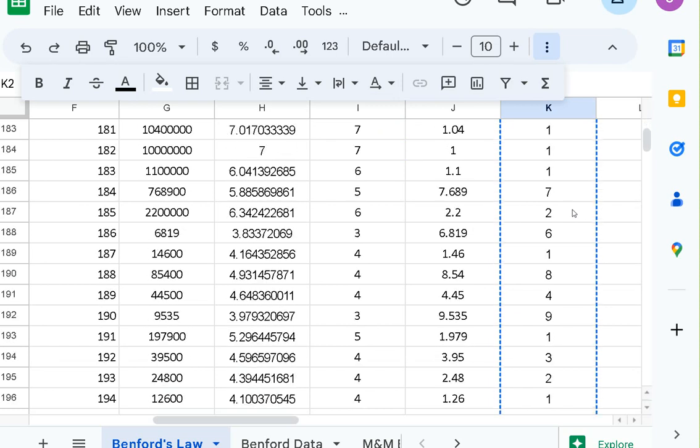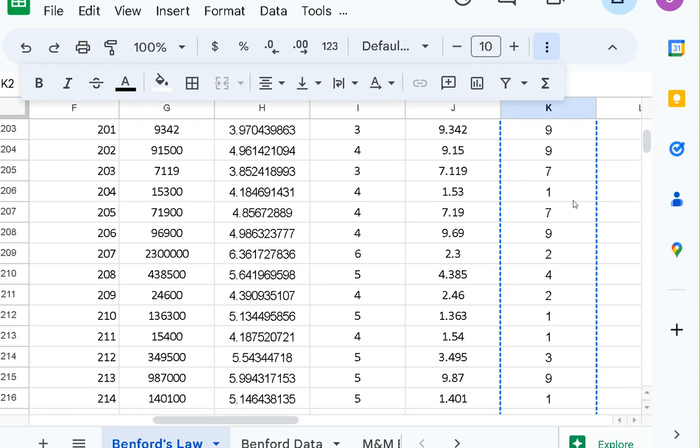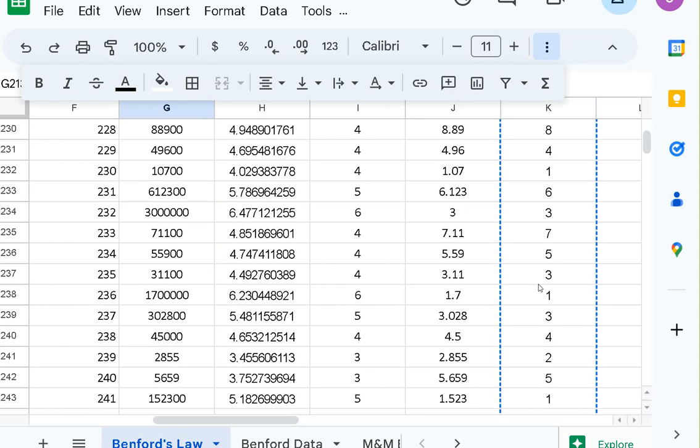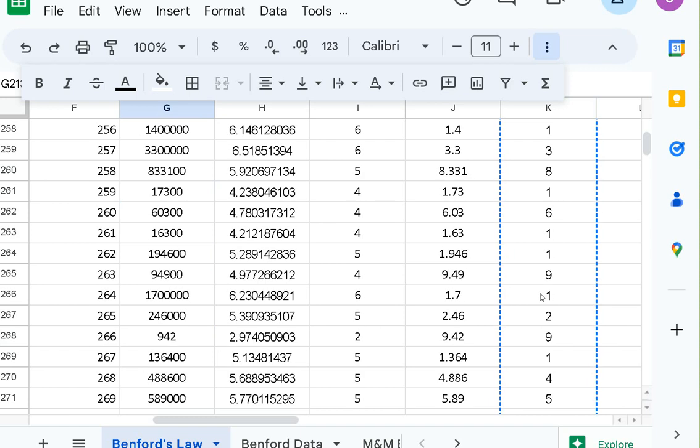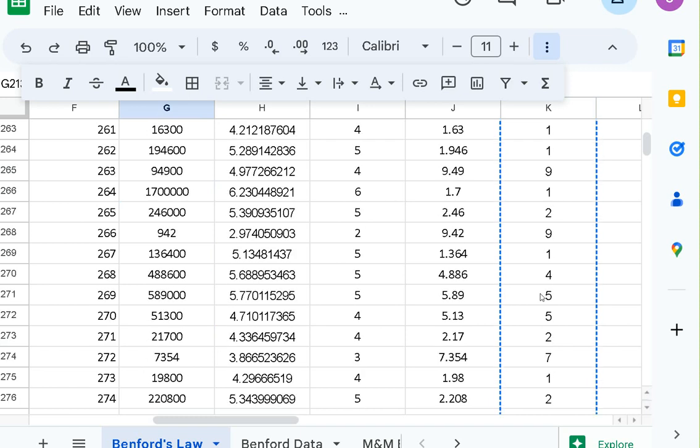Now, do you think there's any pattern in these? These are just literally likes that were pulled off of TikTok, the number of likes that you have. Some of these numbers are pretty big, some of them are a little bit smaller. But would there be any pattern to the leading digits? It seems odd to think that there would be, but there is.